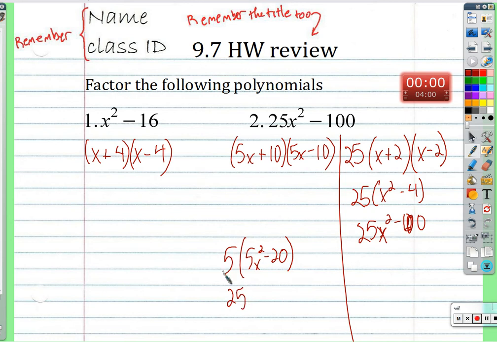Bring a 5 out here. 5 times 5 is 25. You've got x squared minus 4. This is a difference of squares. 25 times x plus 2 times x minus 2.